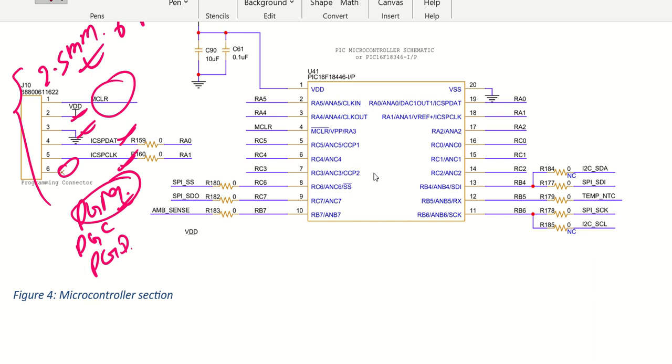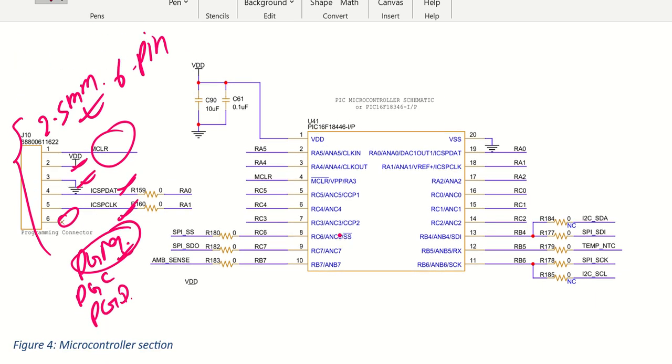Now let us talk about the microcontroller IOs. I have named the microcontroller IOs as they are. I have not renamed them. And these are some communication interfaces and ADC interfaces that are there like this.